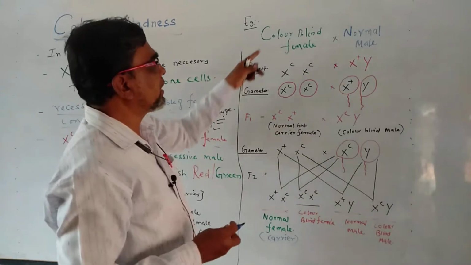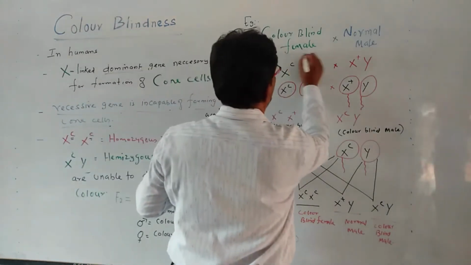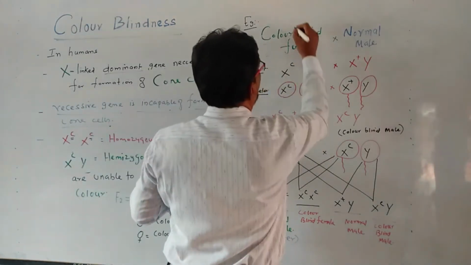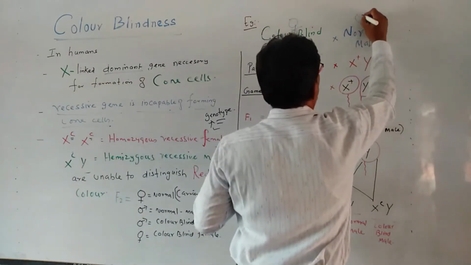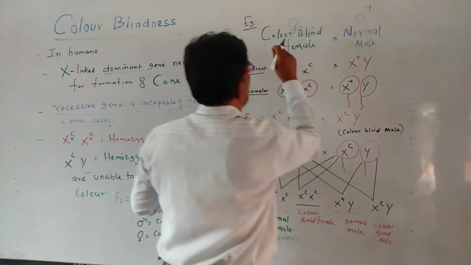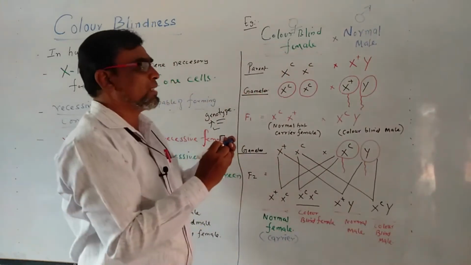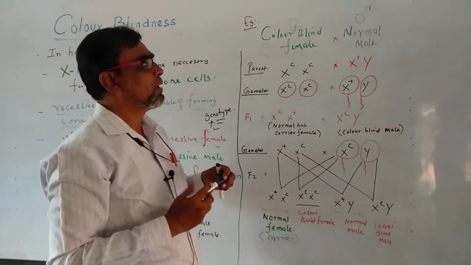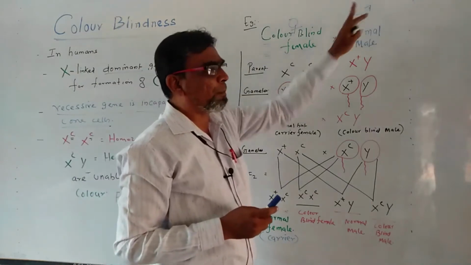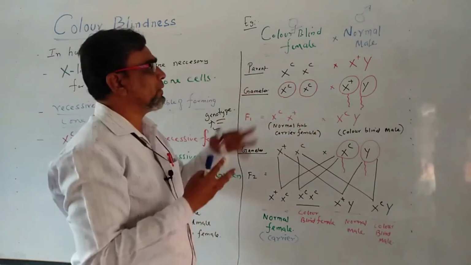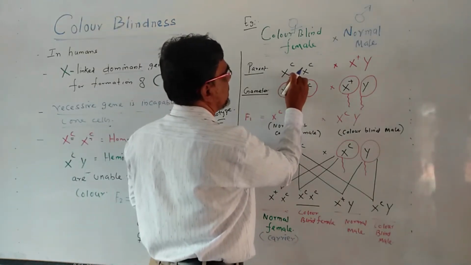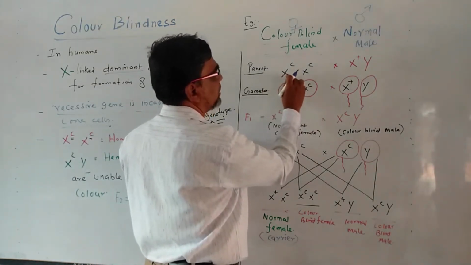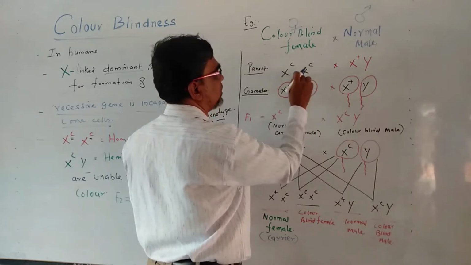Whereas in this example it's totally different. We are taking a color blind female. See this, students, we are taking a color blind female and a normal male. So the female is a color blind person, but the male is a normal person. When we mate these two parents, what happens? What are the gametes? See here, this is the genotype of the parents. Both chromosomes are X and X, so it's called female.